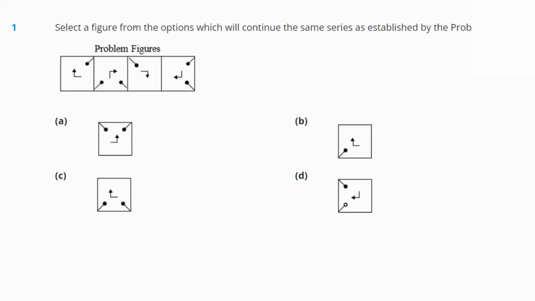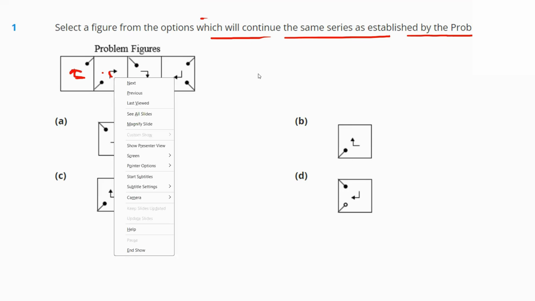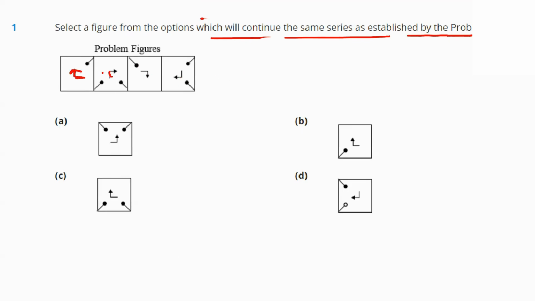The first question reads, select a figure from the options which will continue the same series as established by the problem figures. It shows the arrow facing upwards, the arrow facing right, the arrow facing down, and the arrow facing left. If we just notice, this is taking a 90 degrees clockwise turn every time. So the arrow facing left should next go arrow facing upwards.